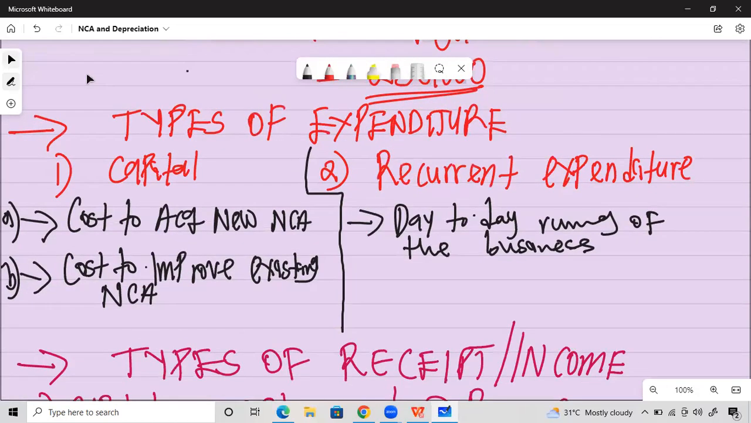Now we move on to talk about the types of expenditure. We have capital expenditure, and we also have recurrent expenditure. Capital expenditure is expenditure to acquire a new non-current asset or improve an existing one, while recurrent expenditure is expenditure for the day-to-day.